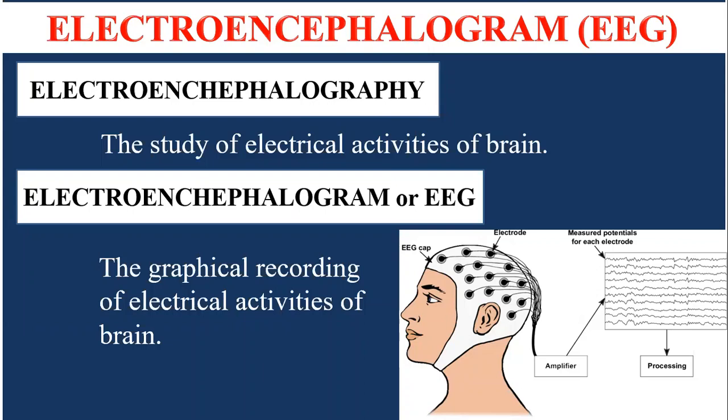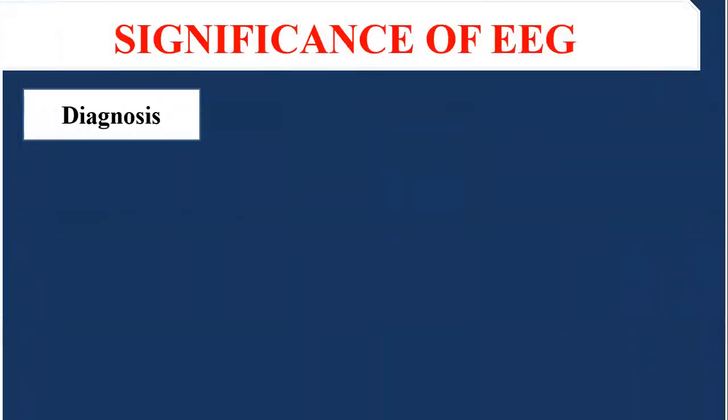So the electroencephalogram or EEG is useful in the diagnosis of various diseases of humans. What is the significance of this EEG? It is useful in differentiating between the normal electrical activities of the brain and the abnormal activities of the brain. By viewing these graphical representations, the physician can differentiate between the normal and abnormal findings of the patient.